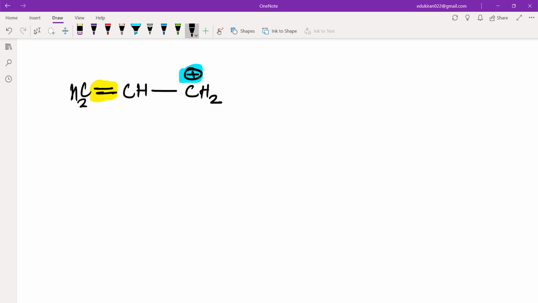Now you have an electron rich site and an electron deficient site in the same molecule. Then this pi bond will move over here and form CH2 single bond CH double bond CH2. The positive charge will come here because this carbon is losing one bond, which means it is losing one electron, so we are gaining a positive charge.